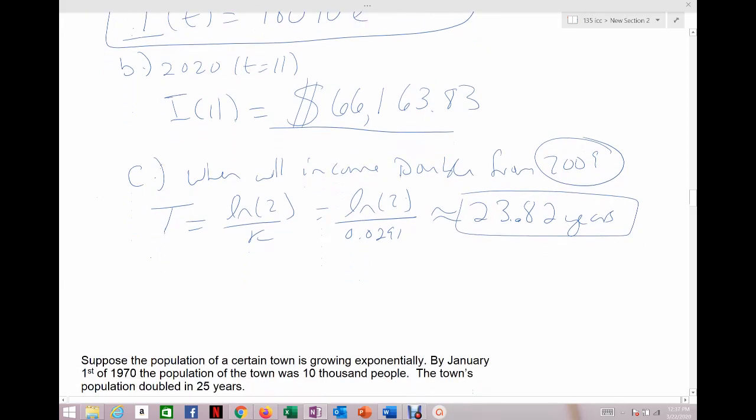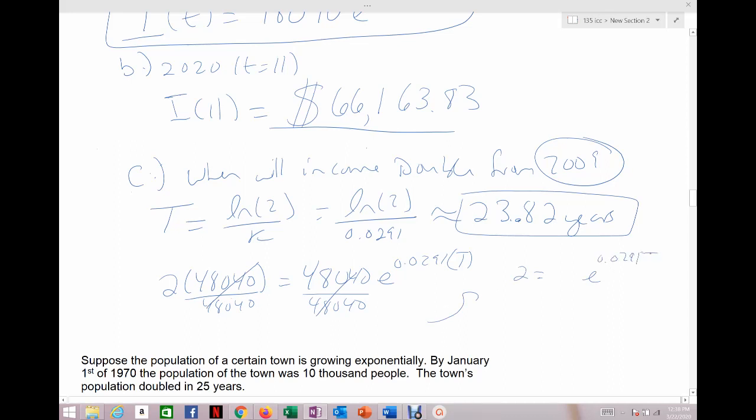If you don't remember that, you could set up the equation where you double the 48,040 and solve it that way. You could write 2 times my 48,040 equals my 48,040 e raised to that k that we found, times my doubling time, and then solve for your doubling time. This will divide out, and so here I'll be left with 2 equals e raised to the k times my doubling time.